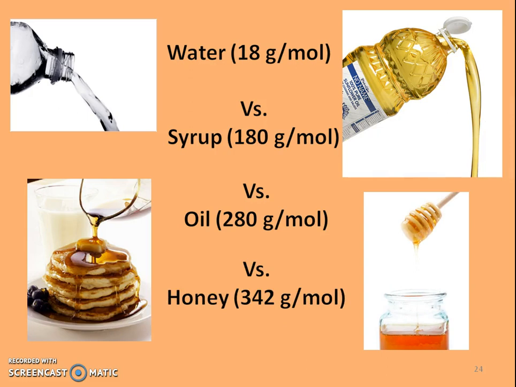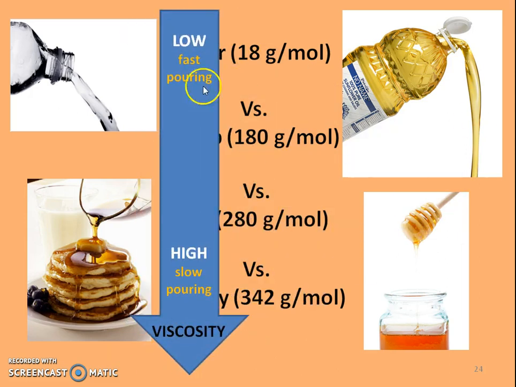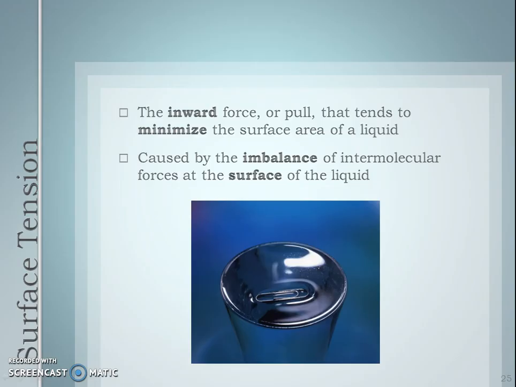And honey, you don't even pour honey. You use this funky little doodad to get the honey out. Well, what does that say? Well, your fast pouring is your low viscous substance, and your slow pouring is your high viscous stuff. And notice again the molar mass. So as we increase the molar mass, as we increase the complexity of that molecule, we are going to increase the viscosity, which means it's going to pour slower.